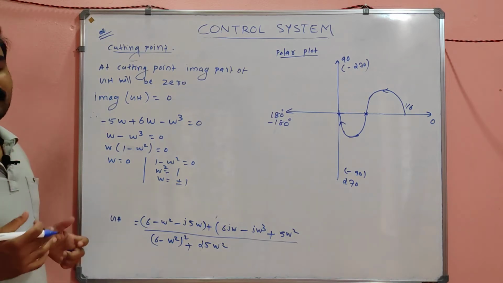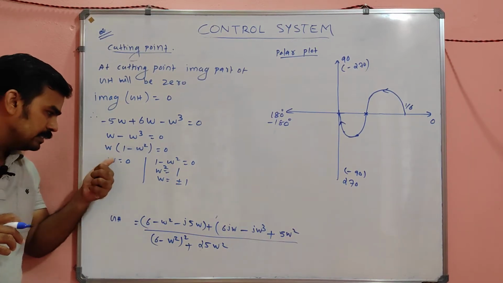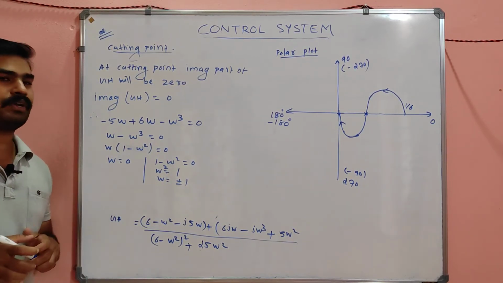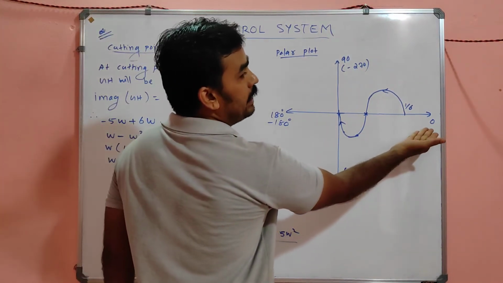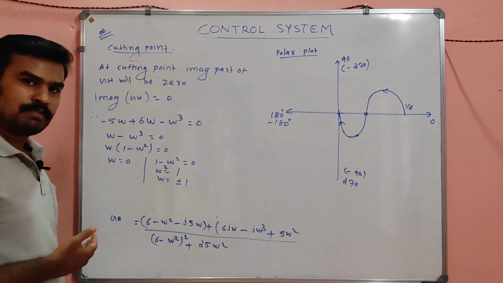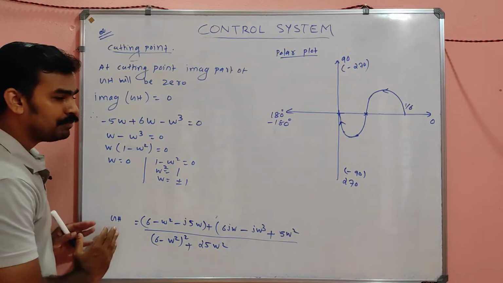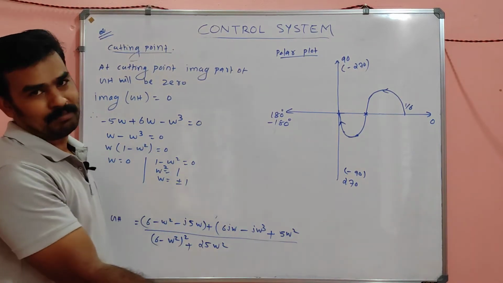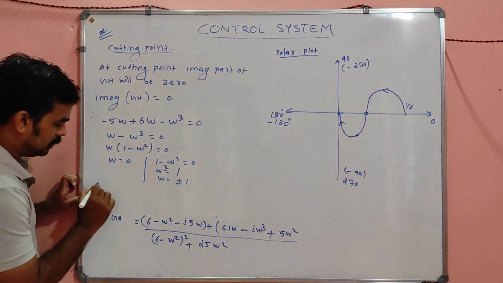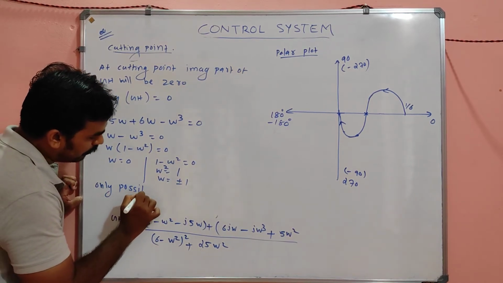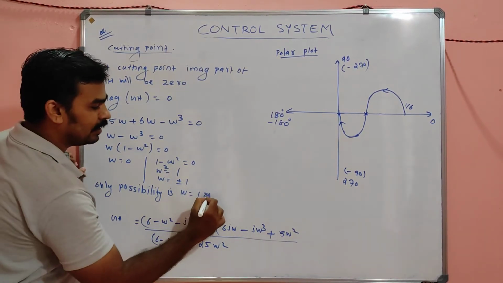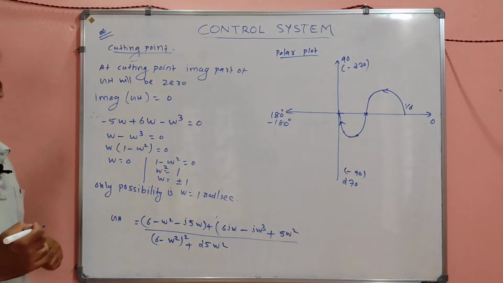So we have 3 values of omega now in our hand. One is omega equal to 0, another is omega equal to plus 1, and another is omega equal to minus 1. Omega equal to 0 we already considered, this is 1 by 6, so don't go for that. Omega equal to minus 1, is that possible? No, because we are changing the frequency from omega equal to 0 to omega equal to 1. So omega equal to minus 1 is not possible. So the only possibility is omega equal to 1 radian per second.